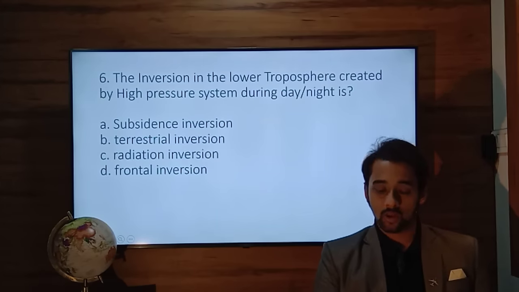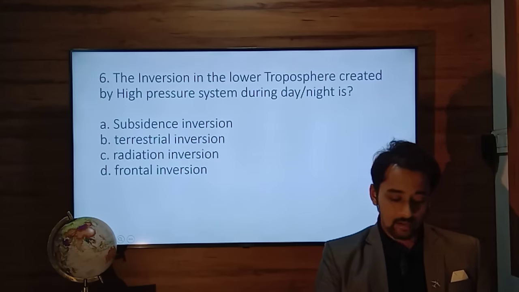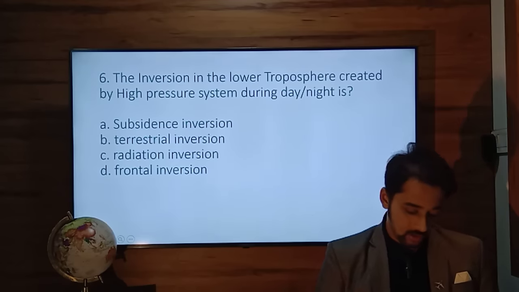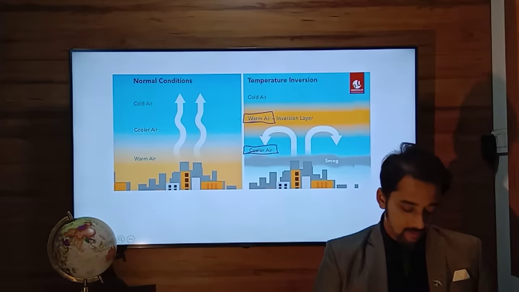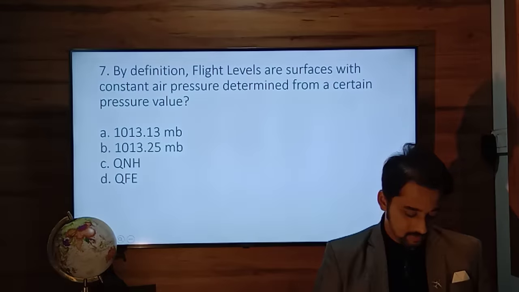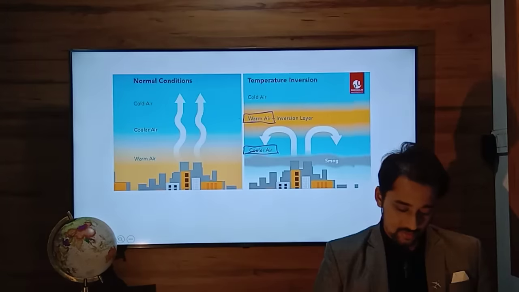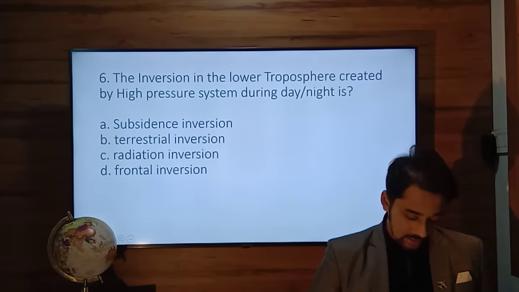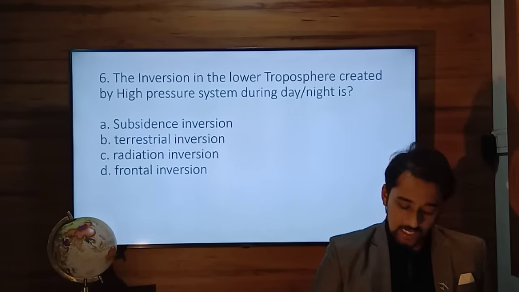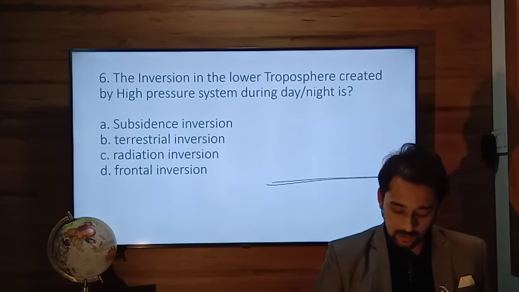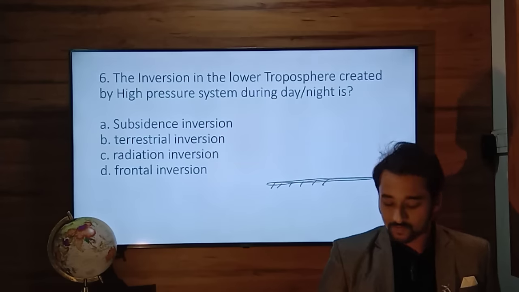Question 6. The inversion in the lower troposphere created by high pressure system during day or night is called what? Now whenever there is a high pressure system, so let's take, this is your land surface. Okay, this is your land surface.